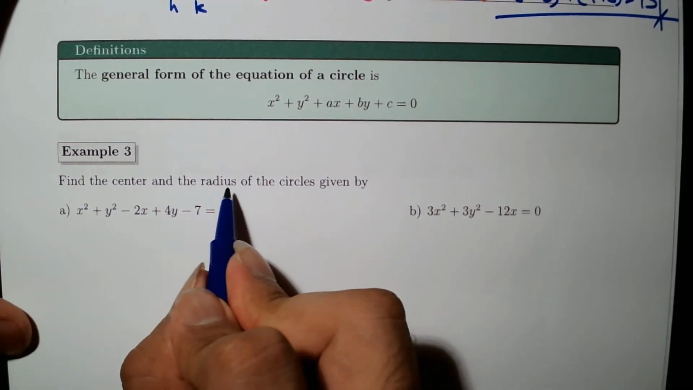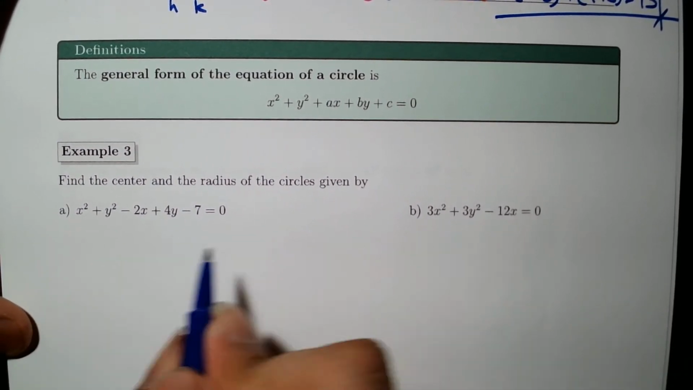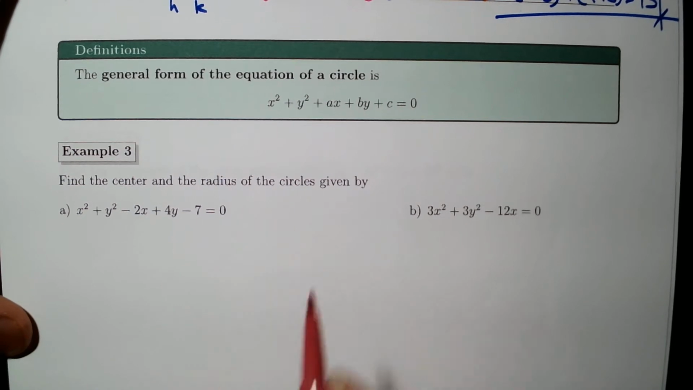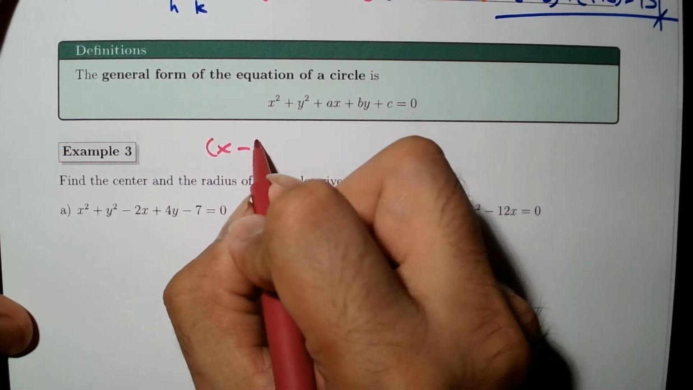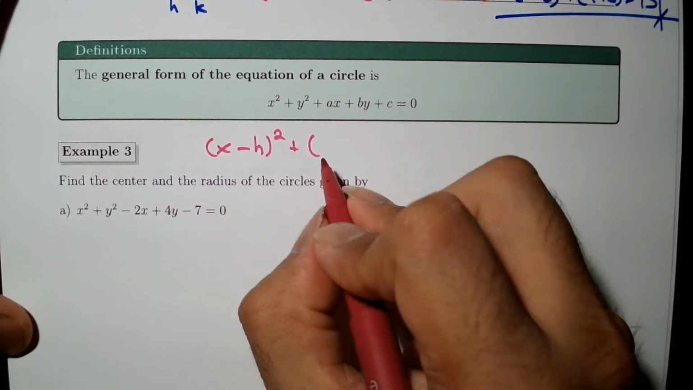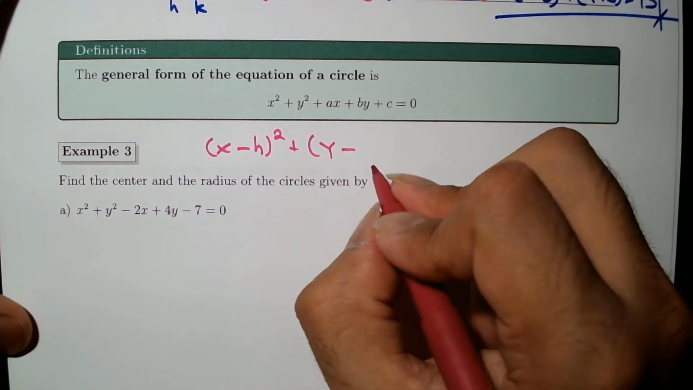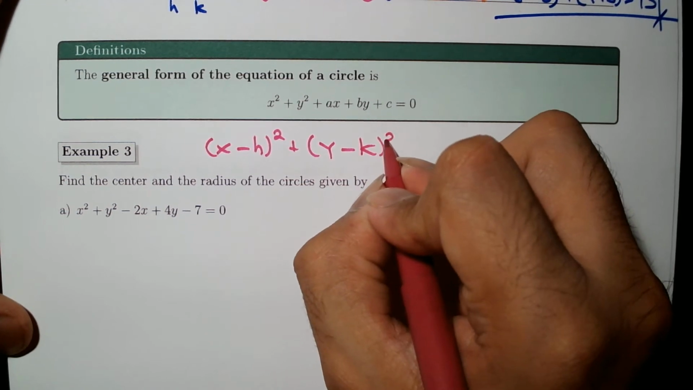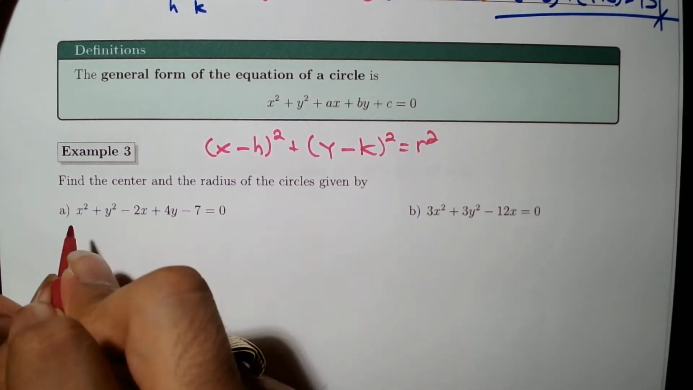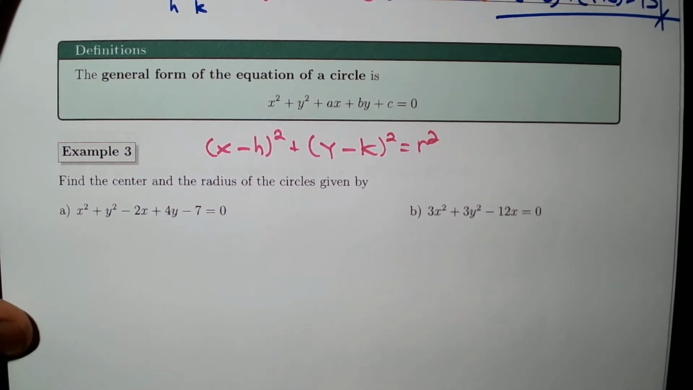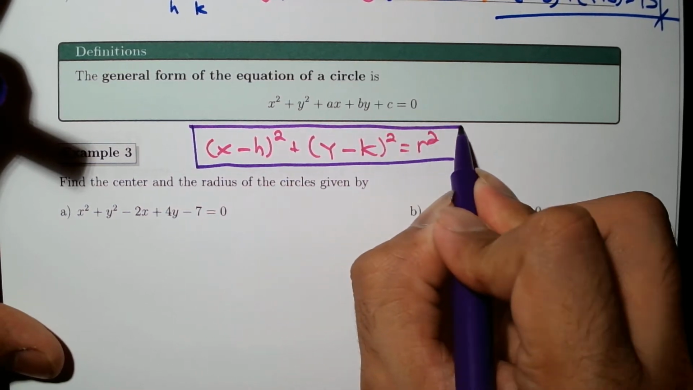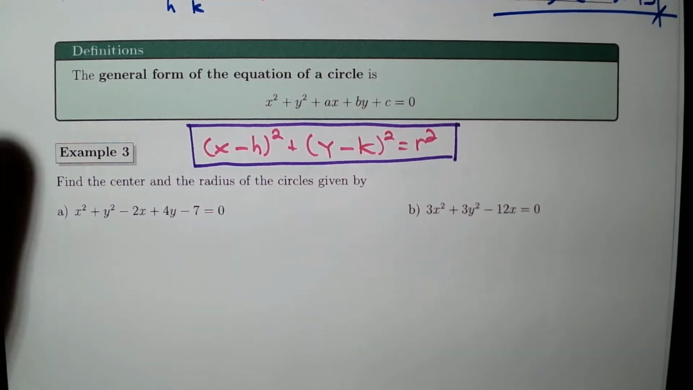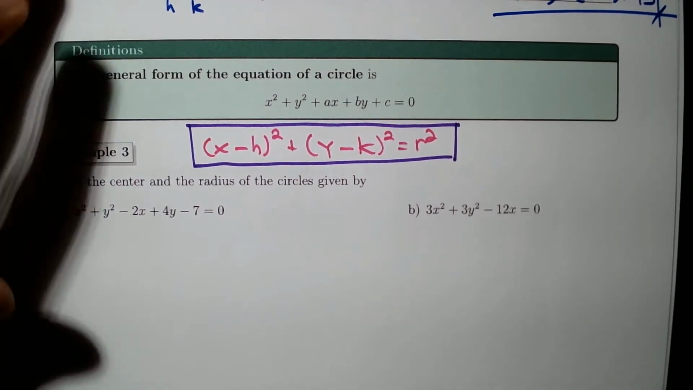So in this case, they're asking to find the center and the radius of the circles given below. In order to determine the center and the radius of the circle, we need to make sure that the equations are in the form that I'm writing in the other form. However, these equations don't seem to be in that form. So these are going to need some treatment here. Okay, what is that treatment? Well, completing the square.